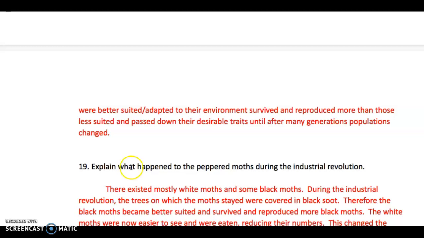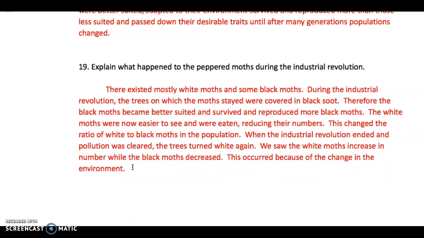Okay? And then finally, those peppered moths. Remember, we did that simulation with the birds. There were two types of peppered moths, dark and light. The light blended in with the trees until the Industrial Revolution caused pollution. The pollution caused the trees to become dirty, so the black moths now started to blend in. Their numbers increased, and the white moth decreased. So we could talk about during the Industrial Revolution, the darker moths were better suited to their environment. They survived and reproduced, while the white moths were not camouflaged. They were not suited.